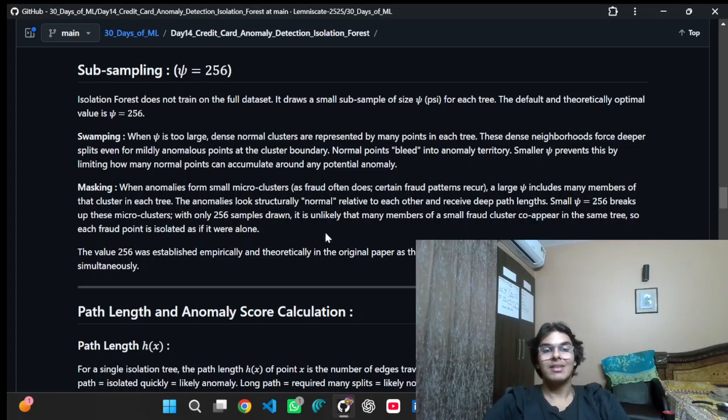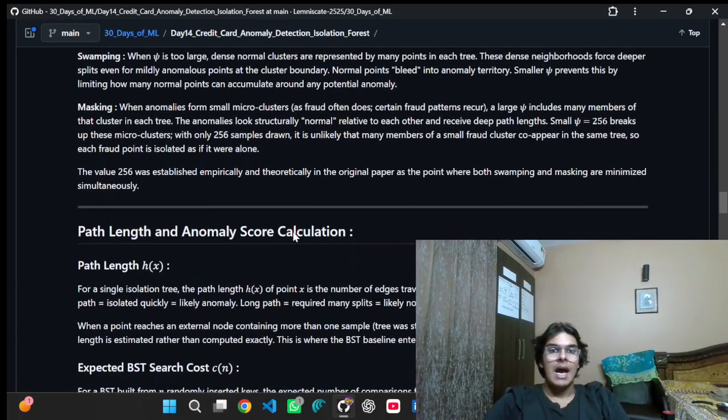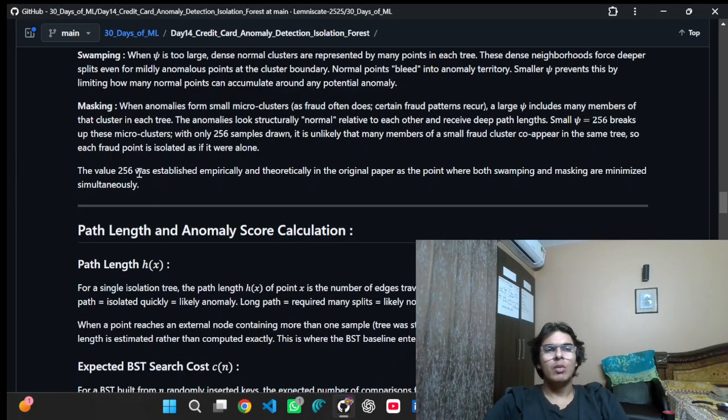When this sample size is too high, it basically hides some of the anomaly values by making them look structurally similar to the normal values. This 256 value was used in the original isolation forest paper as well, where both the problems of masking and swamping are minimized drastically, which is why we use this value, and it worked tremendously.